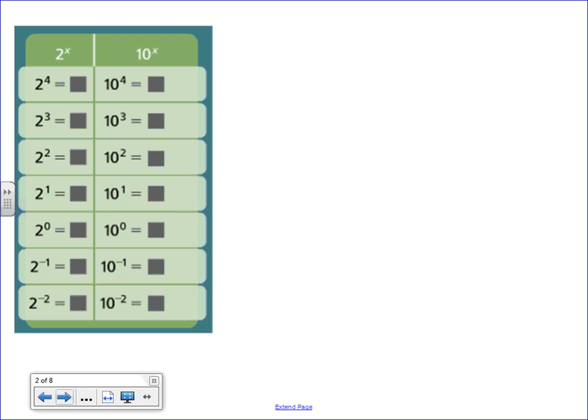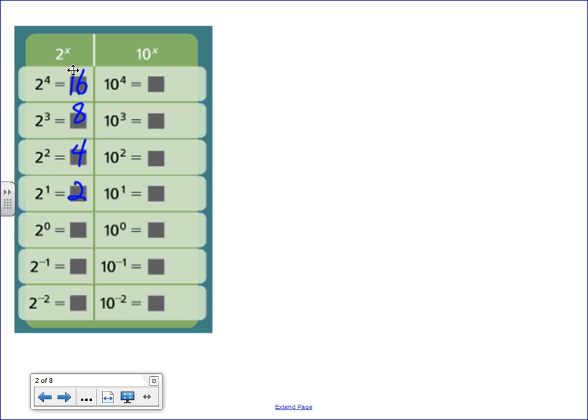So if we take a look at this pattern, an exponent, 2 to the x power. So that's 2 to the 4th power, which means 2 times 2 times 2 times 2, which ends up being 16. If I look at 2 to the 3rd power, that would be an 8. 2 to the 2nd power is 4. 2 to the 1st power is 2. If I look at 2 to the 0 power, that is, well, what is that?